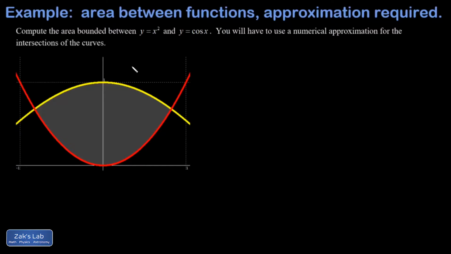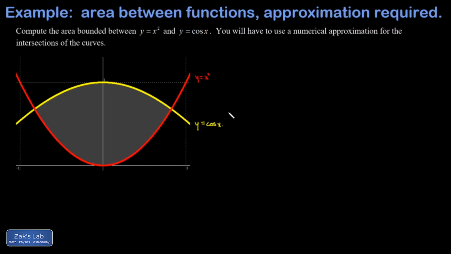In this video, we're asked to compute the area bounded between y equals x squared and y equals cosine x. So let's look at the graph real quick and figure out which one is which. Well, y equals x squared is an upward facing parabola, so it must be this one, passing through the origin as well. And so the other one must be the cosine function, just this yellow curve.